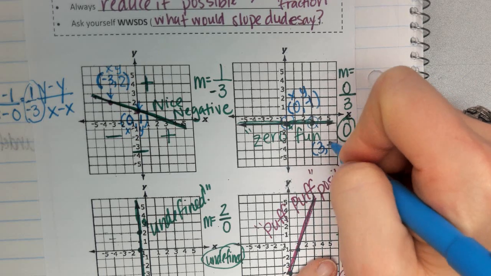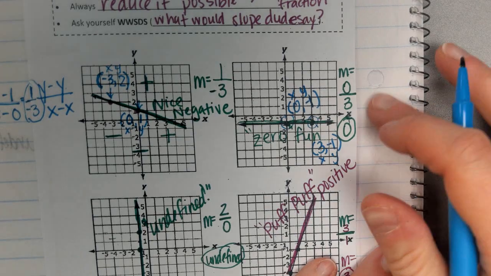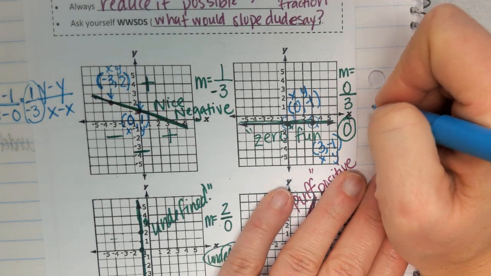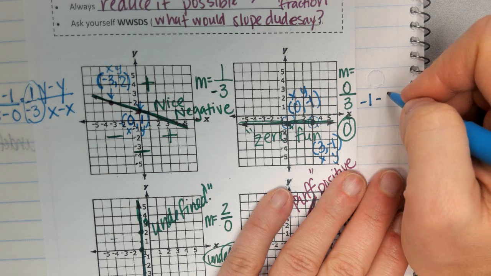Our y is negative 1. So x is 3, y is negative 1. So we're going to go over here and plug that into our y minus y over x minus x. So y minus y, negative 1 minus negative 1.